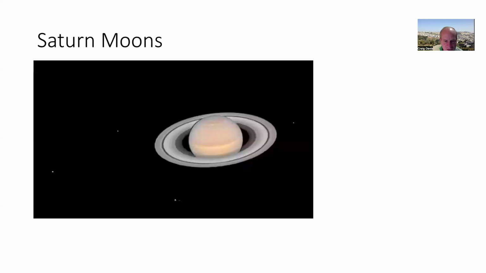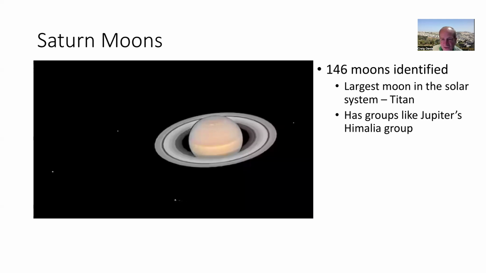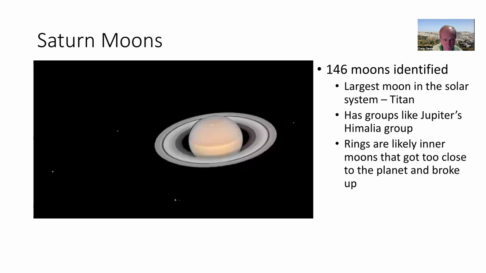So let's talk about Saturn's moons. Saturn always makes the prettiest planet to photograph because it's got these rings. Of Saturn, we've identified 146 moons, so that's the largest number of any in the solar system. Saturn also has the largest moon in the solar system, Titan, and its moons are in groups like Jupiter's Himalia group. Now, the rings of Saturn are quite likely inner moons that got too close to the planet and broke up due to tidal forces.